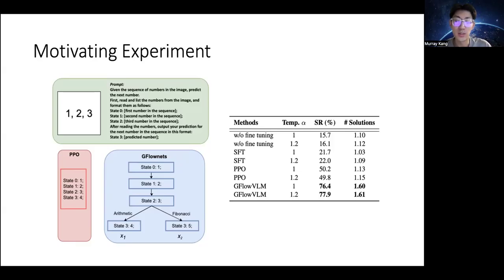We compare with the base model of LLaVA, SFT, PPO, and our method called GFlowVLM. We can see the success rate and the diversity, which is the number of solutions, are both very high compared to the baselines. This introduces the problem of the baselines, like SFT and PPO.